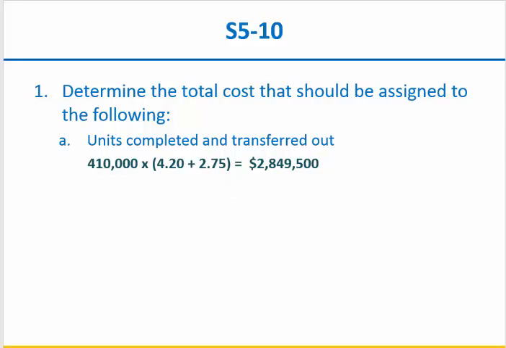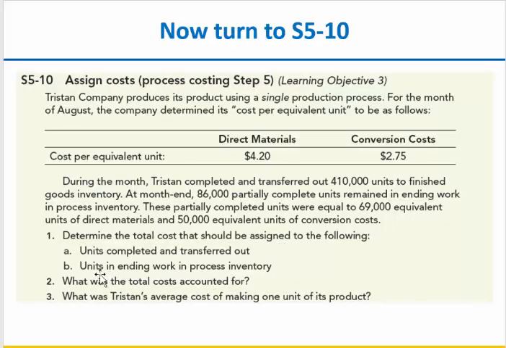Now let's go to part B. Part B is a little bit tricky because this time you do have to have 2 separate calculations, because units in ending work in process might be different in terms of equivalency when we come to direct materials and conversion cost. If you look at the question, it says 86,000 partially completed units, and in terms of direct materials, we can only count 69,000.